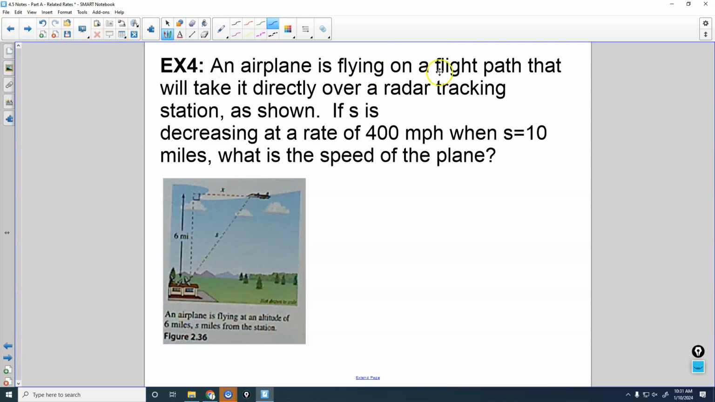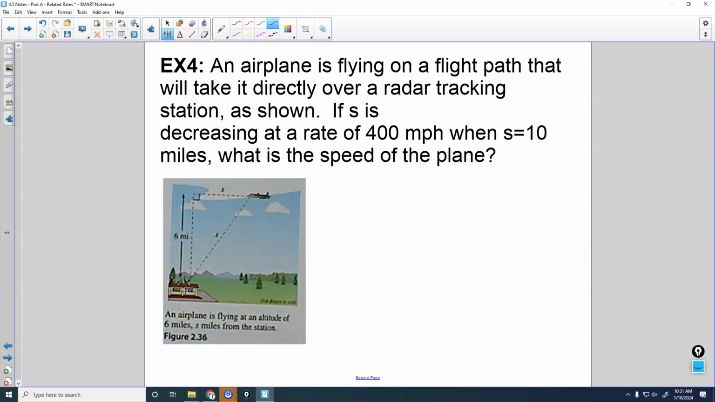An airplane is flying on a flight path that will take it directly over a radar tracking station, as shown. If S is decreasing at a rate of 400 miles per hour, when S equals 10 miles, what is the speed of the plane? Again, I am not an expert on radar, and I am sure that if you work in this building looking at radar, the computer does a lot of it for you. You don't have to be able to do these calculations.